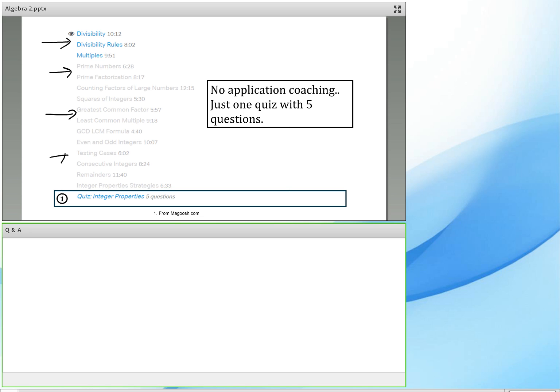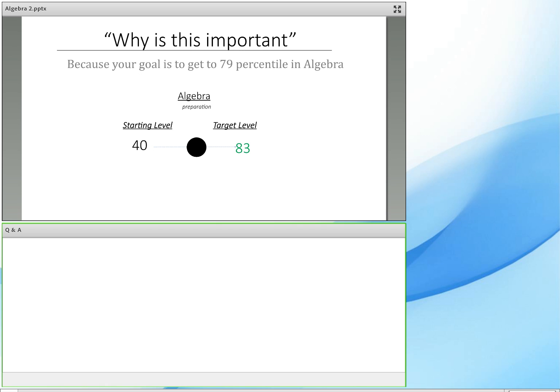And why is this important? The reason why this is important is because your goal is not just to learn these concepts, but to hit that 83rd percentile, which is, by the way, a Q50.